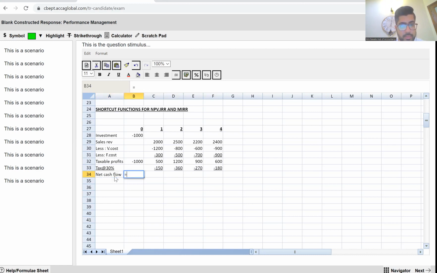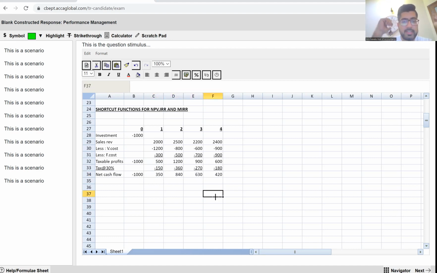So it's minus 1000. That means B28. Then 500 less 150, or you can do sum of 500 in C32 to C33. And no need to work again and again, just drag it.